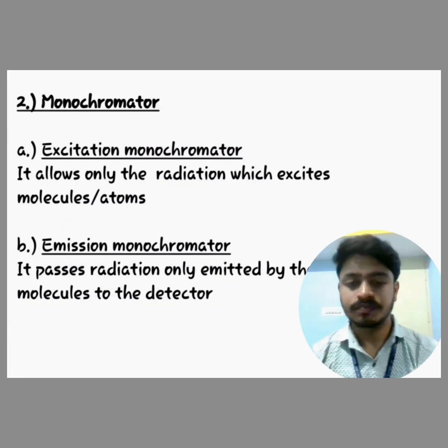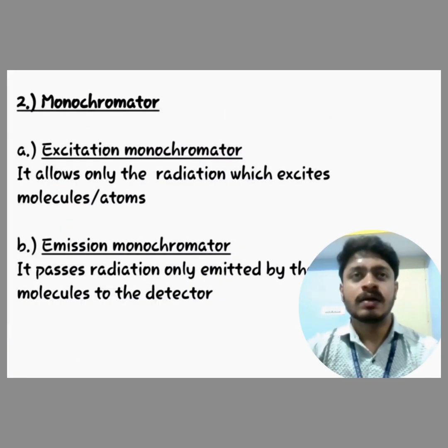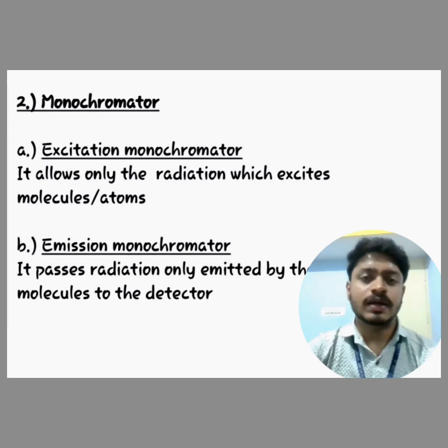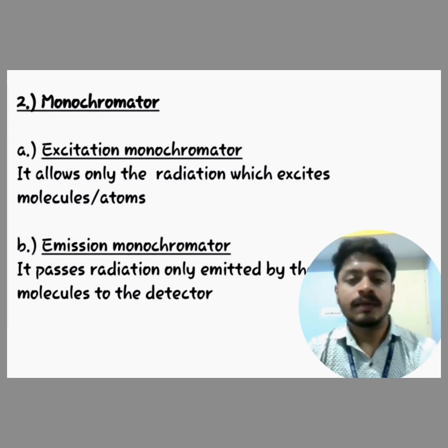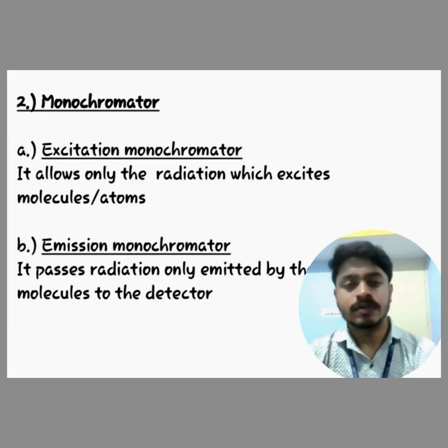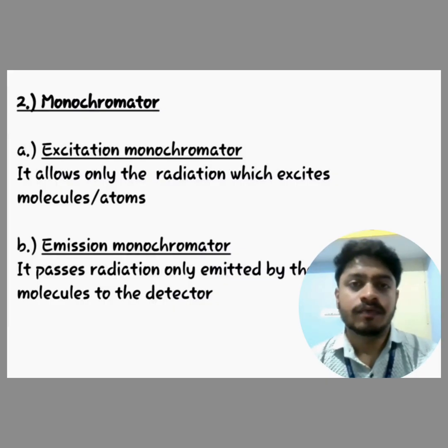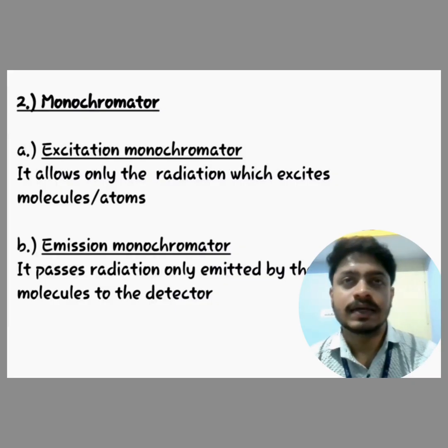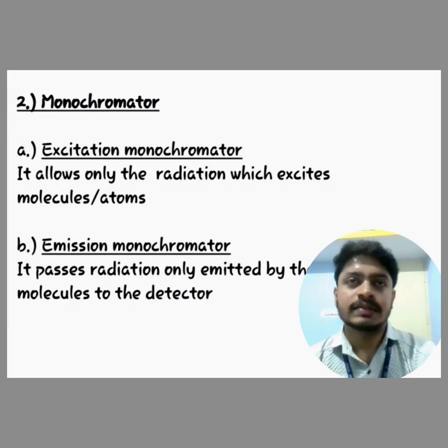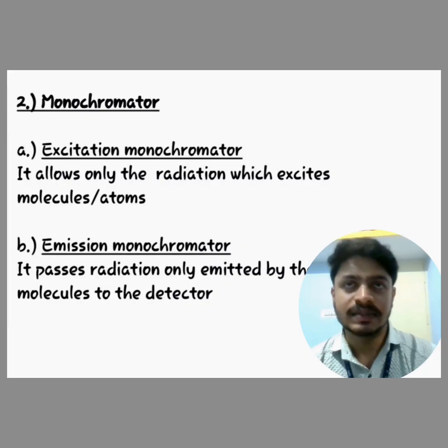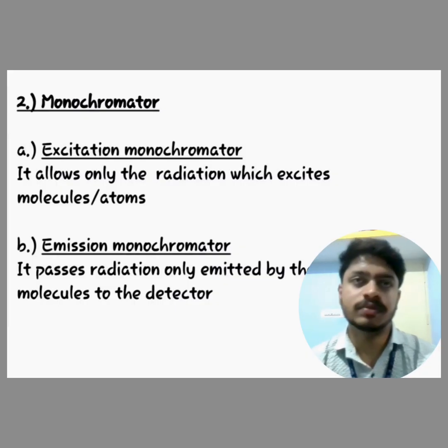Then we observe the light source. This light source is very important for the analysis of the sample. Then the monochromator. There are 2 types of monochromator, the emission monochromator and the excitation monochromator. First, we go to the excitation monochromator. The excitation monochromator allows only the radiations which excite molecules or atoms.